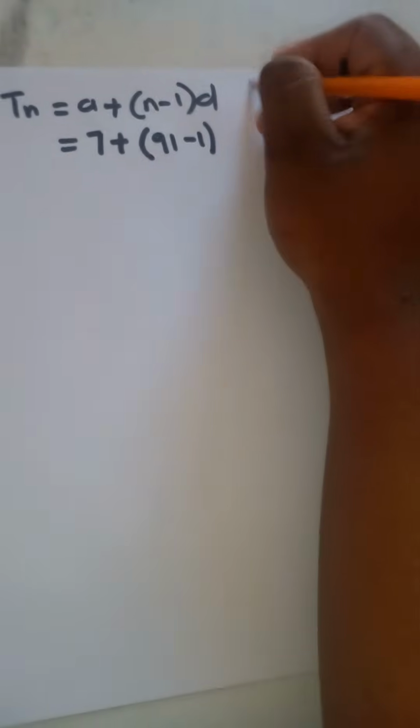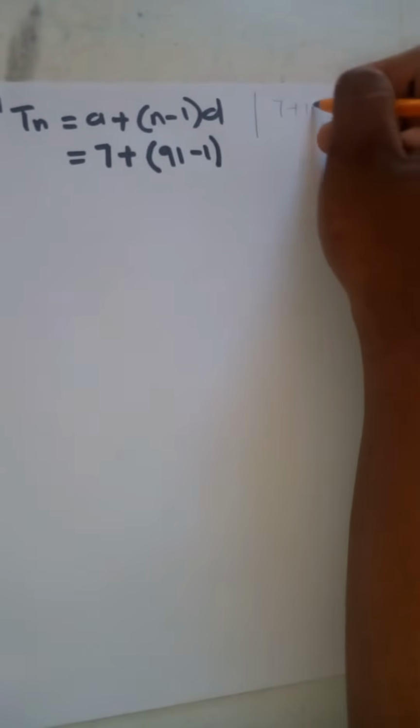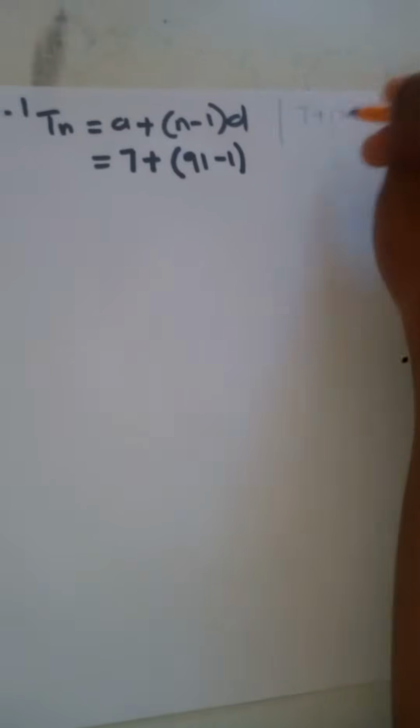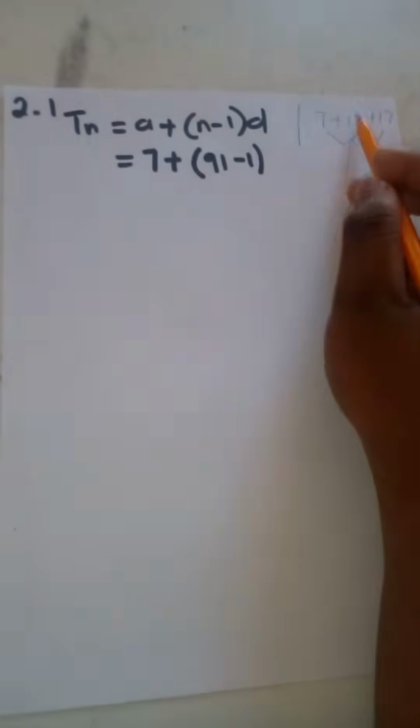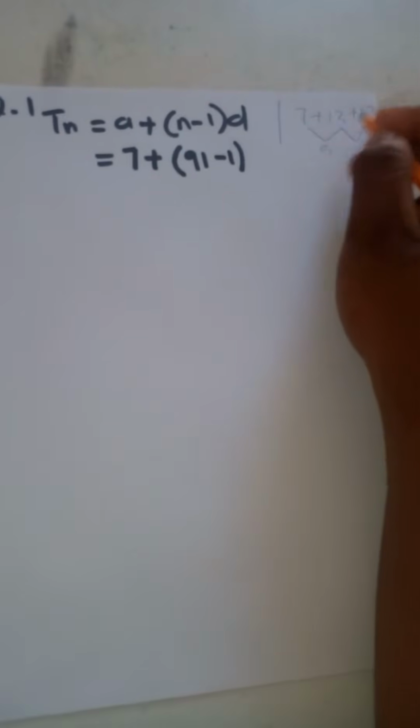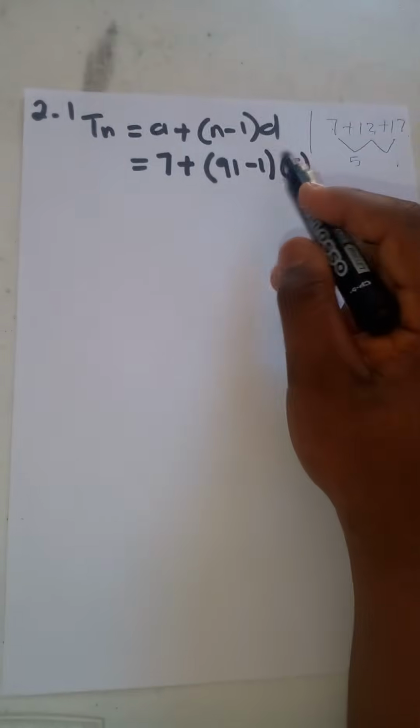So what did we have? We had 7, and then 12, and 17. Let's check the common difference. What is T2 minus T1? 12 minus 7 is 5. 17 minus 12 is 5. So it basically means the common difference is 5. Please guys, don't make a mistake when you're writing this one in the formula.